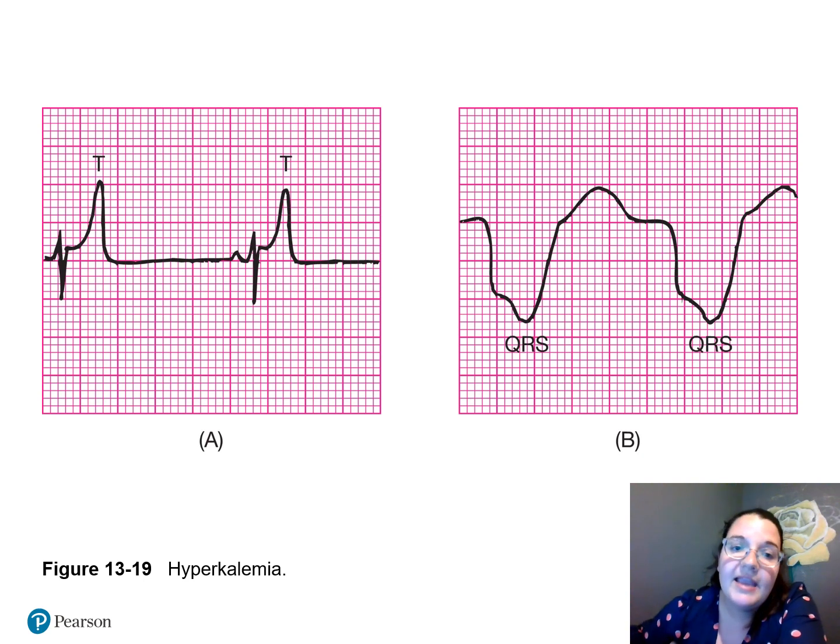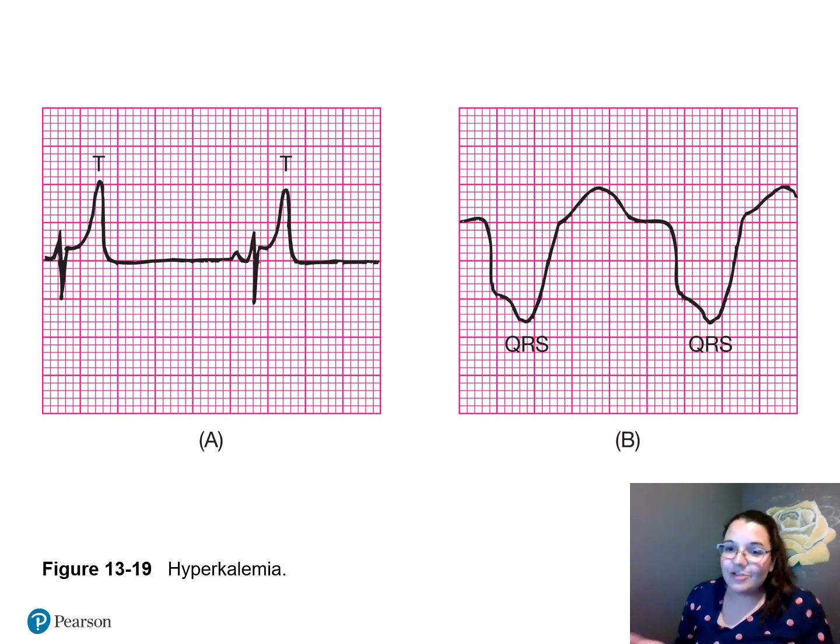Okay, so here in A, I just have a tall T wave, but my QRS is fairly normal. I am greater than 6. But look in B. My T wave is still tall, but look how wide my QRS is. I have a potassium level greater than 8.